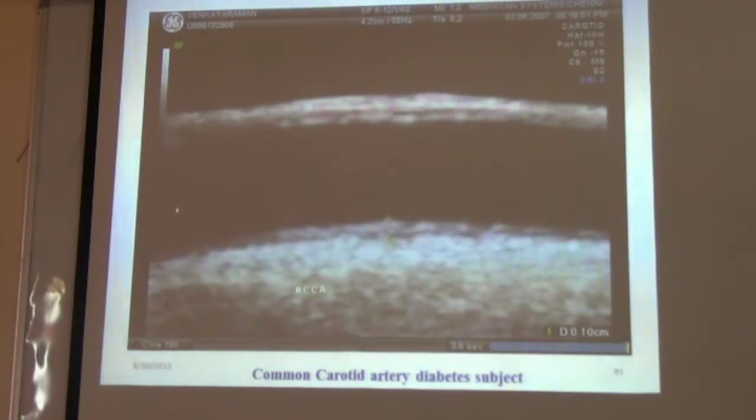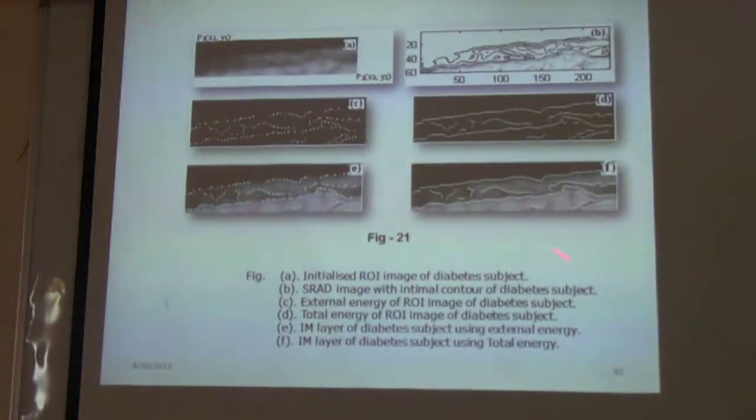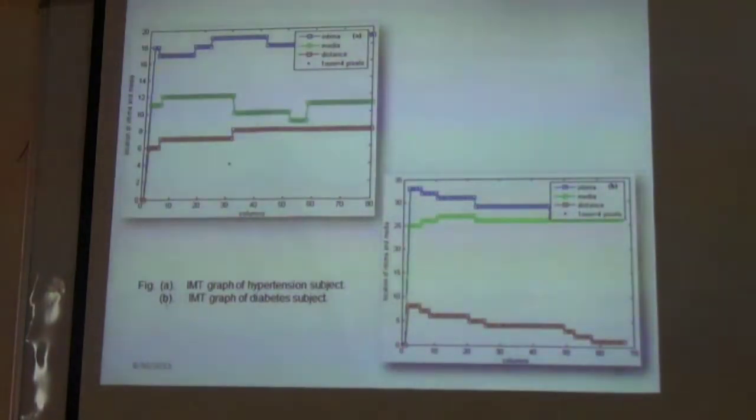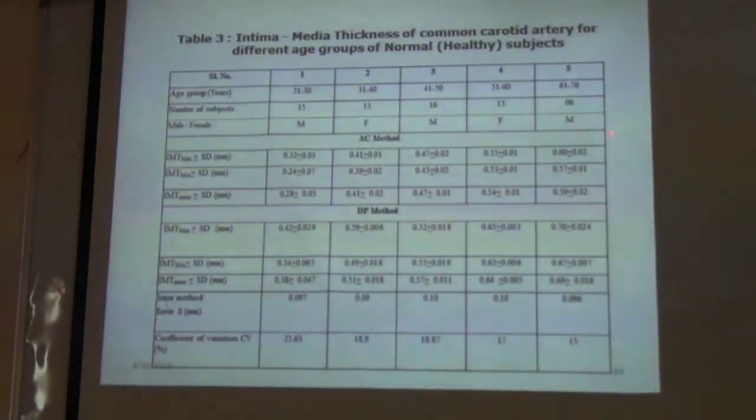Okay, this is the common carotid artery of a diabetes subject. And again the same procedure: vertex has been identified, speckle reduced, external energy, total energy. External energy is passed over to this, and internal. You see that now a small minute portion gets segmented in this one. Okay, and IMTC same procedure is done, and here you can get that one.